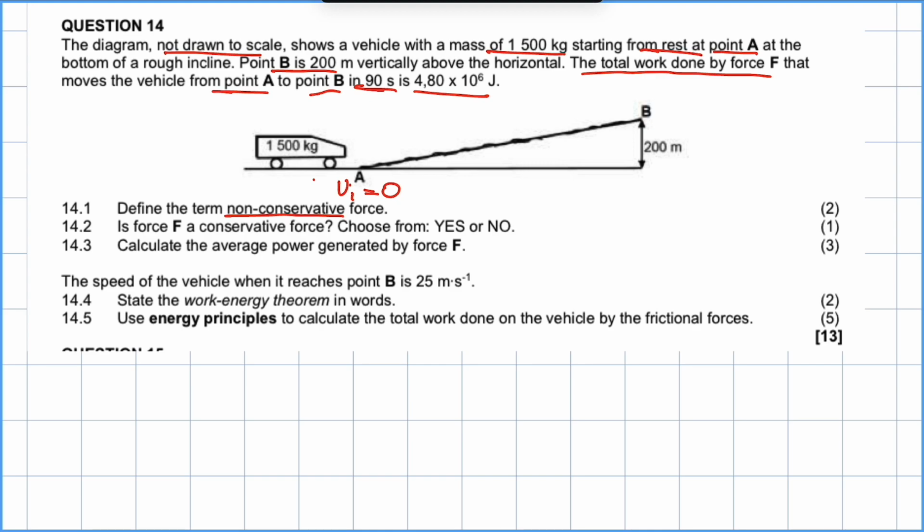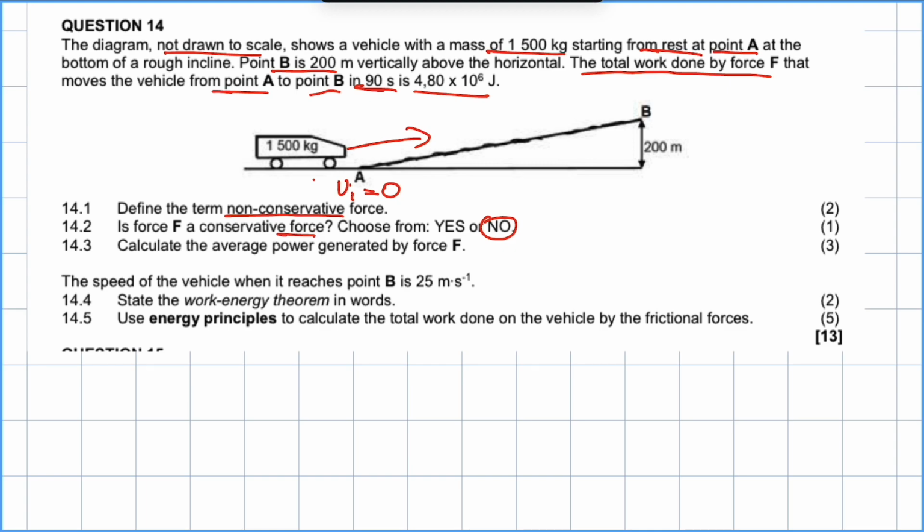Okay. 14.2, is force F a conservative force? Force F, we know that is an applied force. So an applied force is a non-conservative force. So the answer is no.